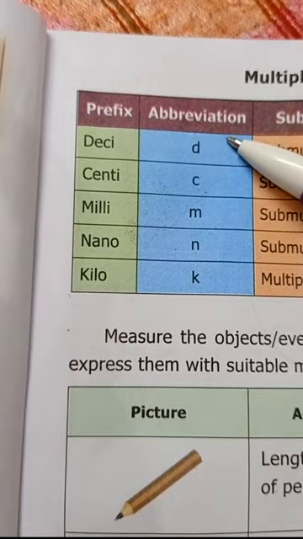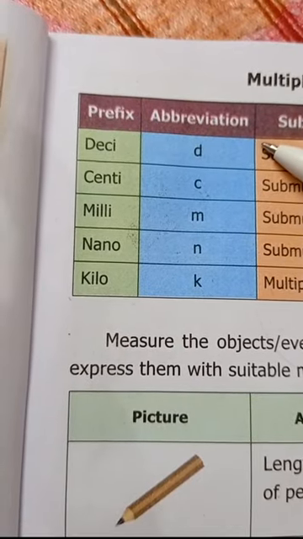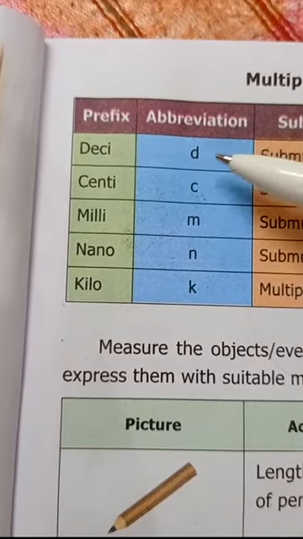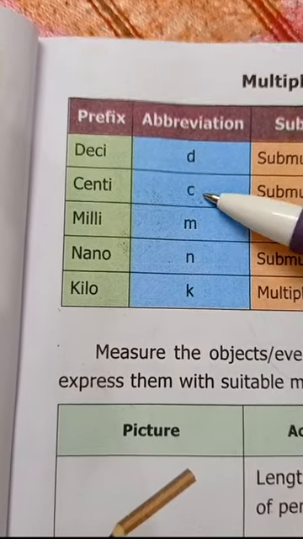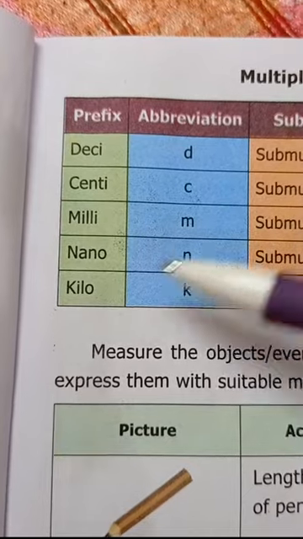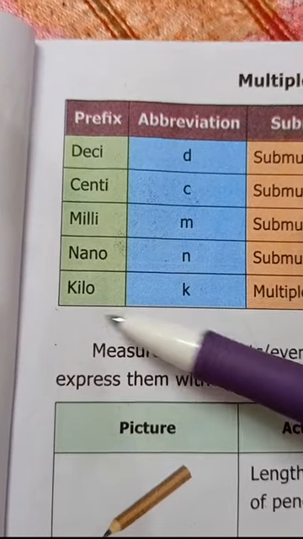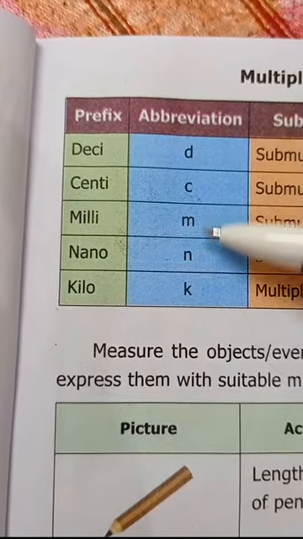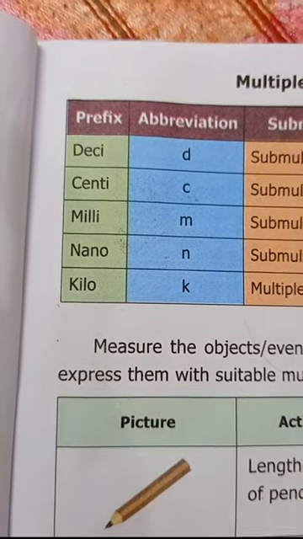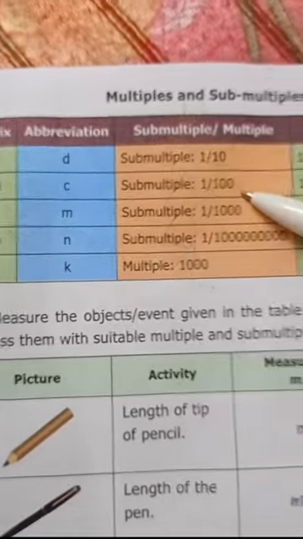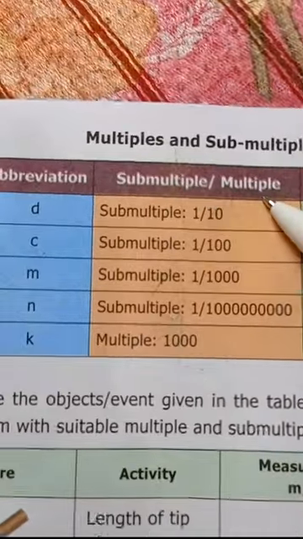Now let's move on to the next column, that is abbreviation, children. So for deci, what is the abbreviation given? It is d. And for centi it is c, and for milli it is m, nano it is n, and kilo it is k. And remember, children, all this should be in small letter or lowercase. Now go to the next table, children, multiples and submultiples.